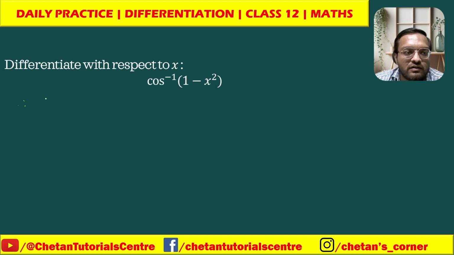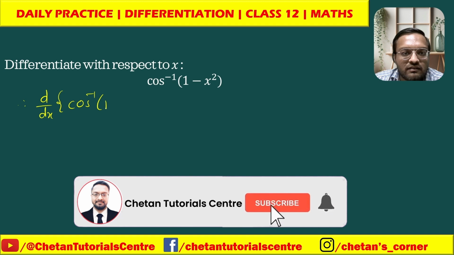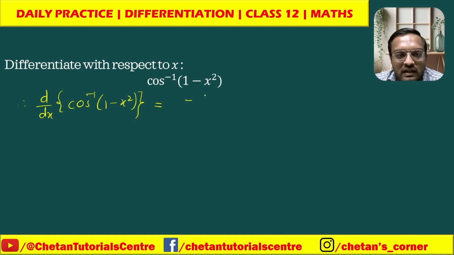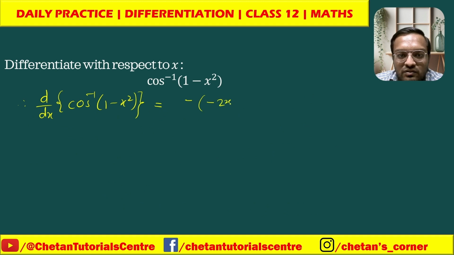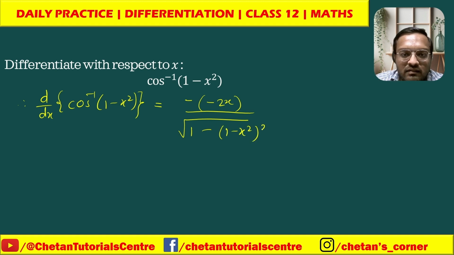Therefore, d by dx of cos inverse of 1 minus x square is equal to minus of f dash of x, which is minus 2x, divided by under root of 1 minus f of x squared, where f of x is 1 minus x square, whole square. In this way we have substituted the values of f of x and f dash of x. Now we will simplify this further.